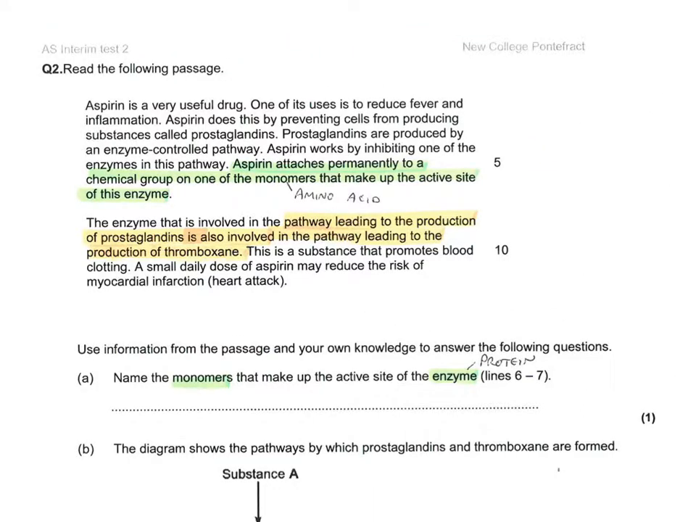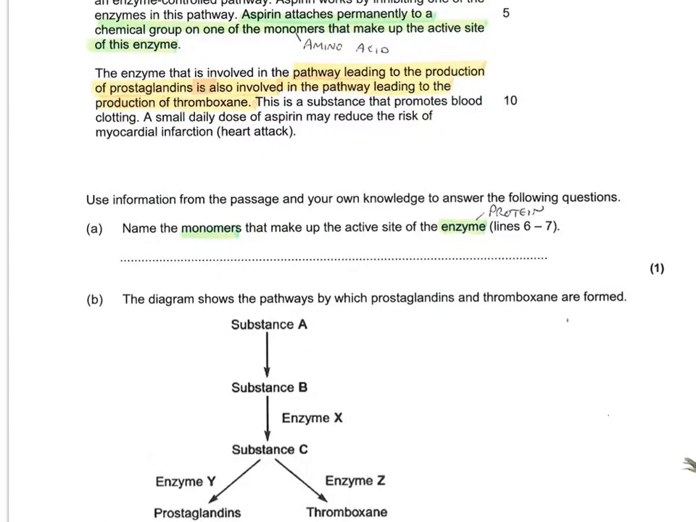It's really important with comprehension questions that you annotate as you go along. Annotate before you answer the questions, then annotate again after you've read the questions. So let's look at question 1. Name the monomers that make up the enzyme, the active site of an enzyme. We need to make the link that an enzyme is a protein. Again, annotate, and the key bit is name the monomer. So the monomer for a protein is an amino acid.